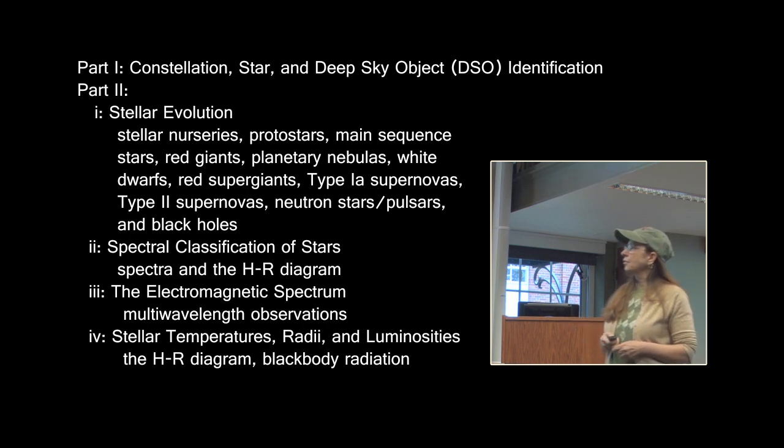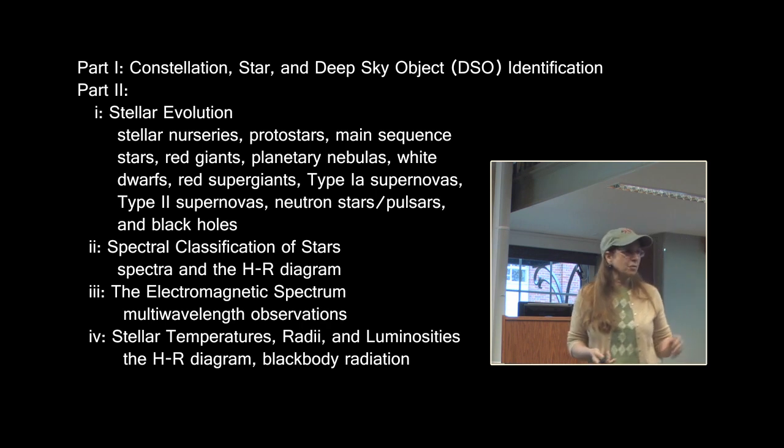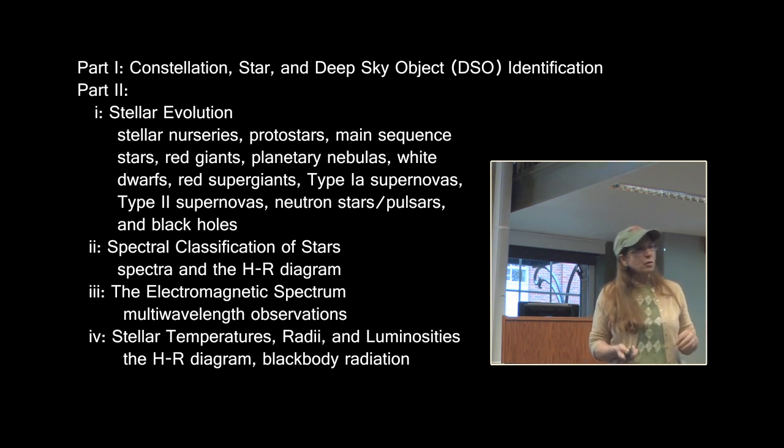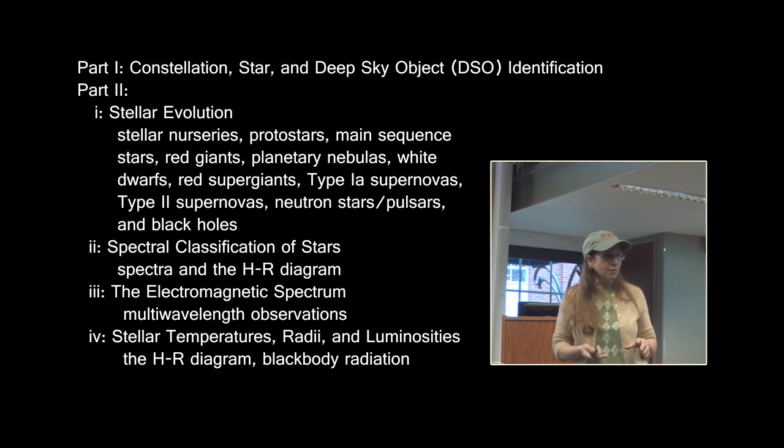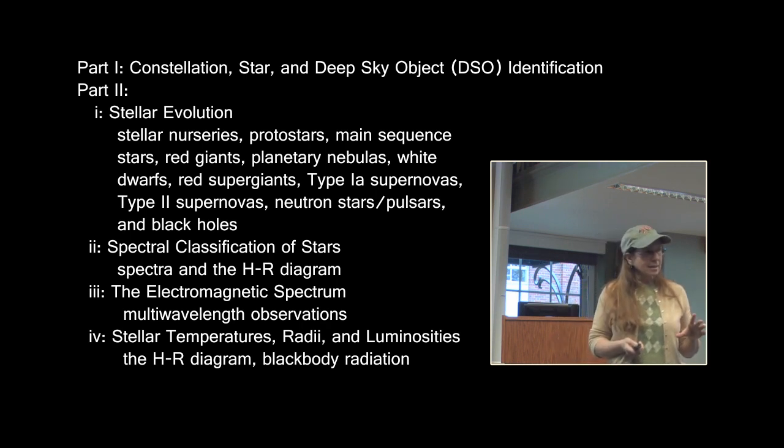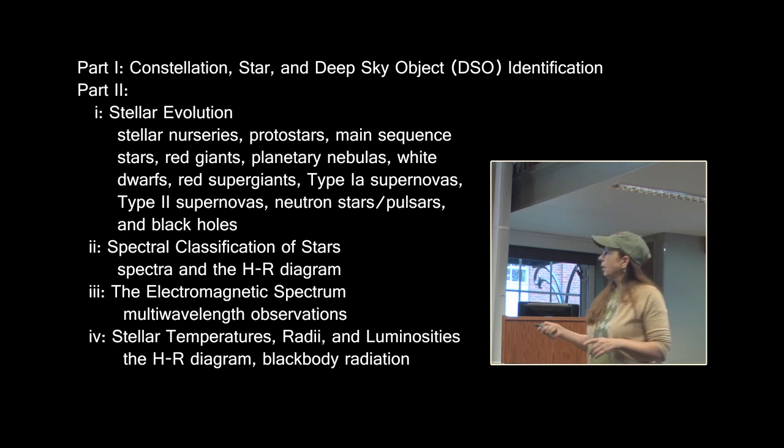Part 2 is understanding stellar evolution, the different stages from protostar, stellar nursery, to main sequence star, to red giant or super red giant, planetary nebula and white dwarf, or type 1a supernova event or type 2 supernova event, which will lead to neutron stars and pulsars and black holes. A basic knowledge of the different mass sizes of stars from formation to destruction.